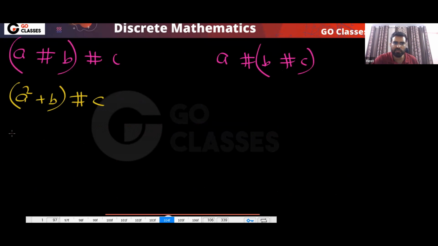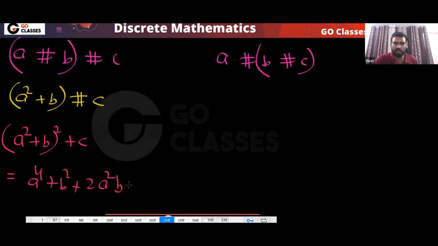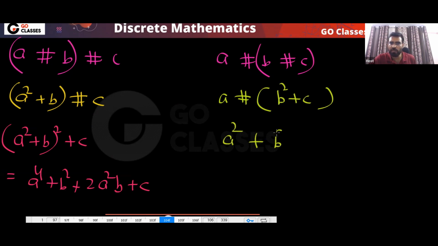Now, what should I write? Can anyone tell me? This hash this, what will that be? That will be this square plus c. So actually it will be a power 4 plus b square plus 2a square b plus c. And now you can clearly see this is not the same as this, because what is this? This is a hash b square plus c. And what will this become? This will become a square plus b square plus c. Clearly they are not the same. So I can say that this is not associative.